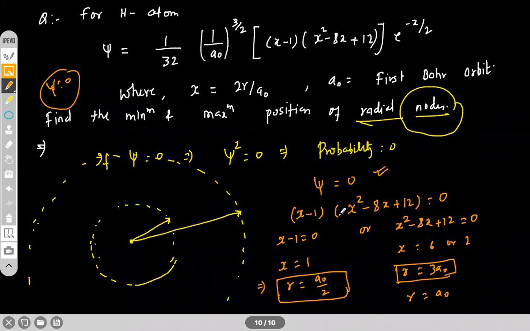So this kind of question they ask in the exam. No doubt, easy this one. Not difficult.